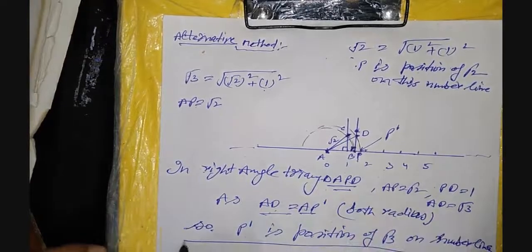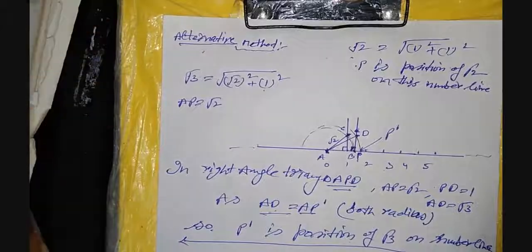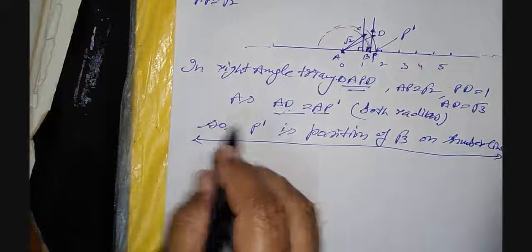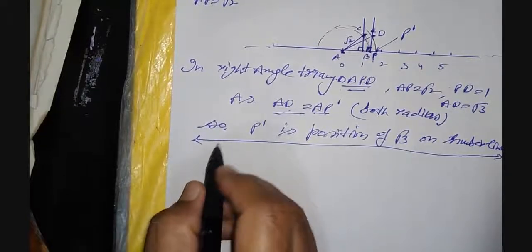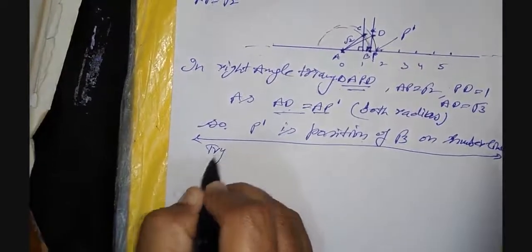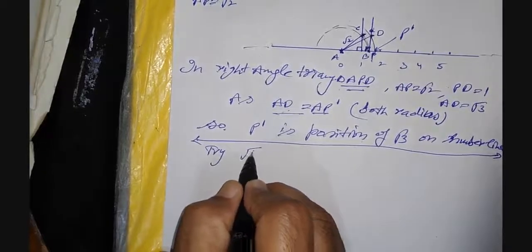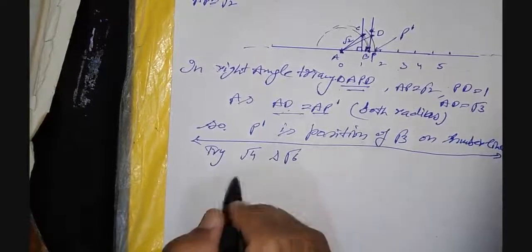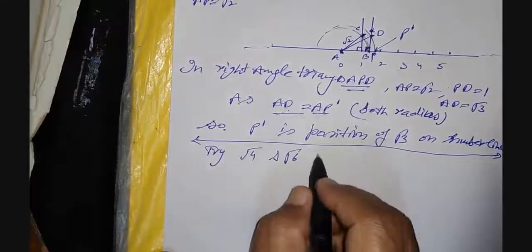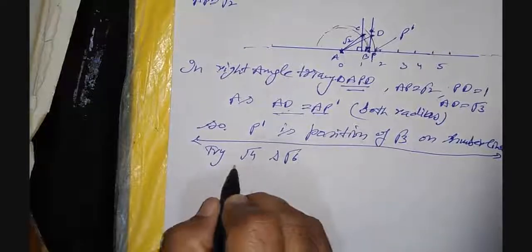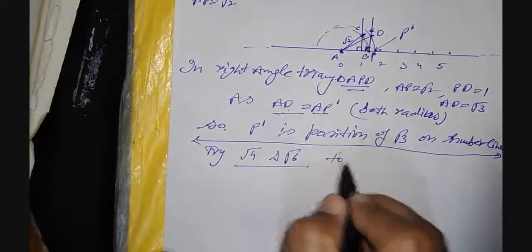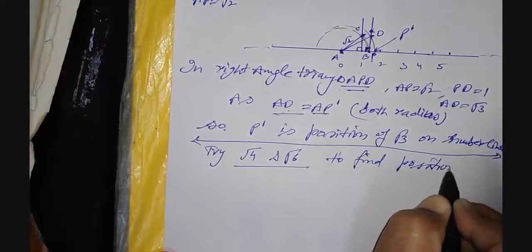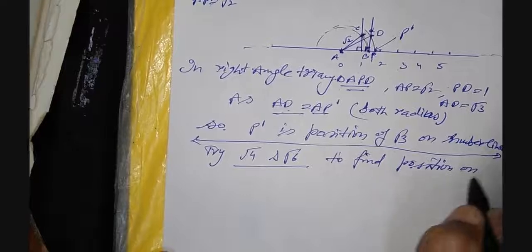Now can I give you an exercise? Please try root 4 and root 6 to find their positions on the number line.